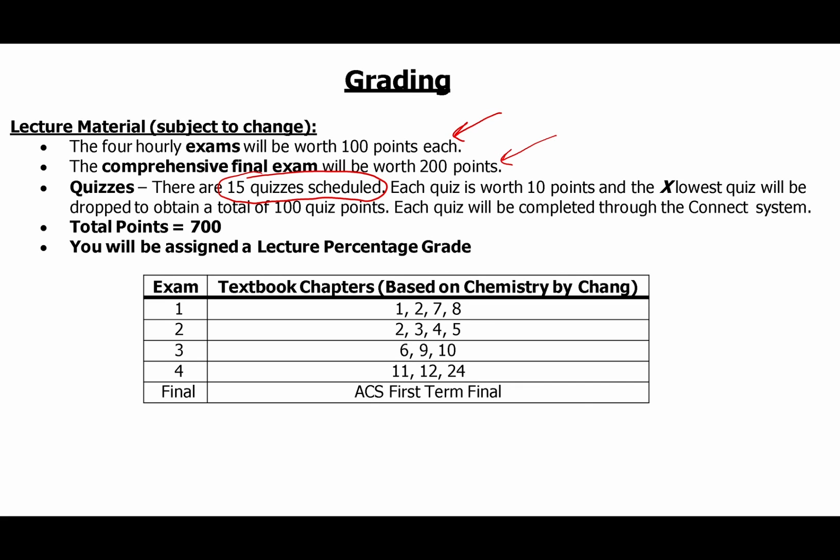Each quiz is due Sunday night on the Connect system. You're going to be using the Connect system for reading and for your quizzes, and that's going to be done online. This will give us a total of 700 points, and you'll be assigned a separate lecture percentage grade. The textbook chapters that we'll be covering for each exam are noted here. You can see the first exam is chapter 1, part of chapter 2, 7 and 8, and so on and so forth. That's your lecture material, which is about 80% of your grade overall.